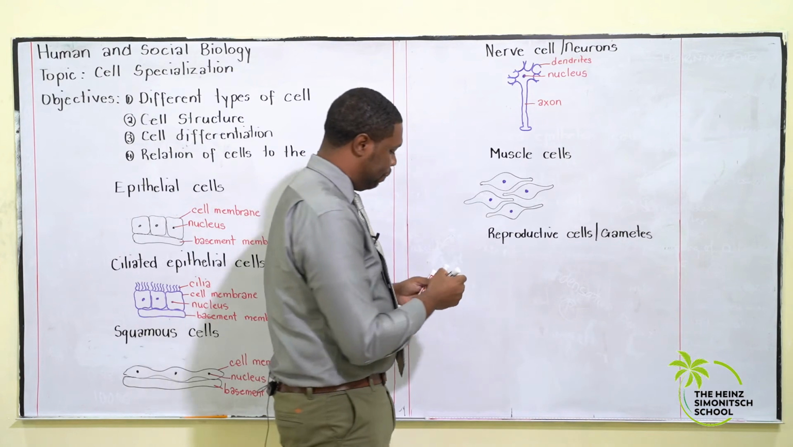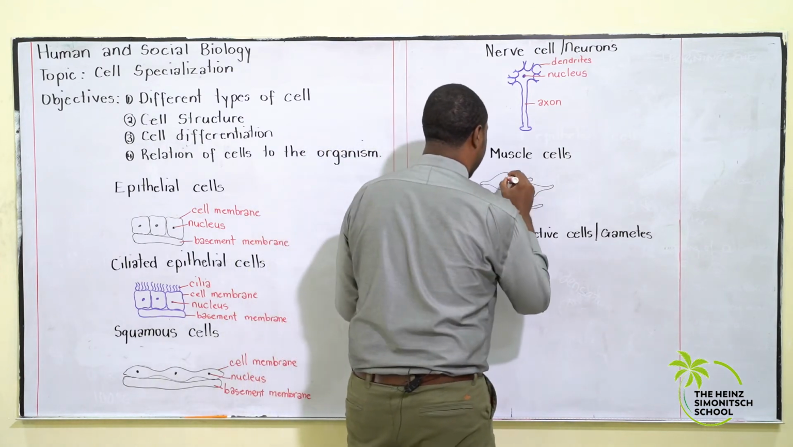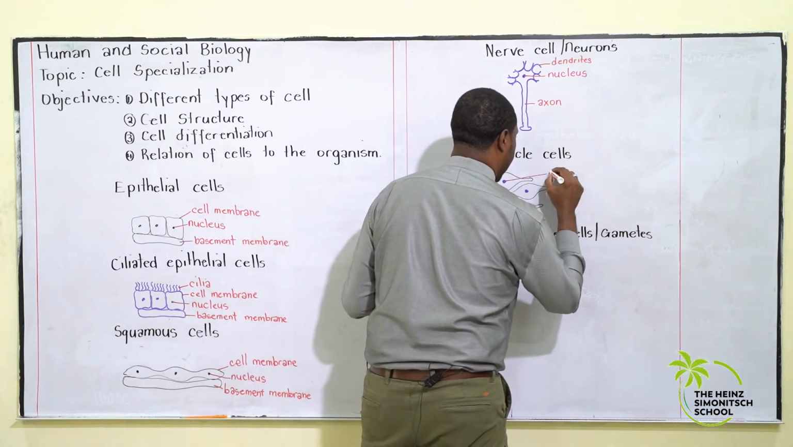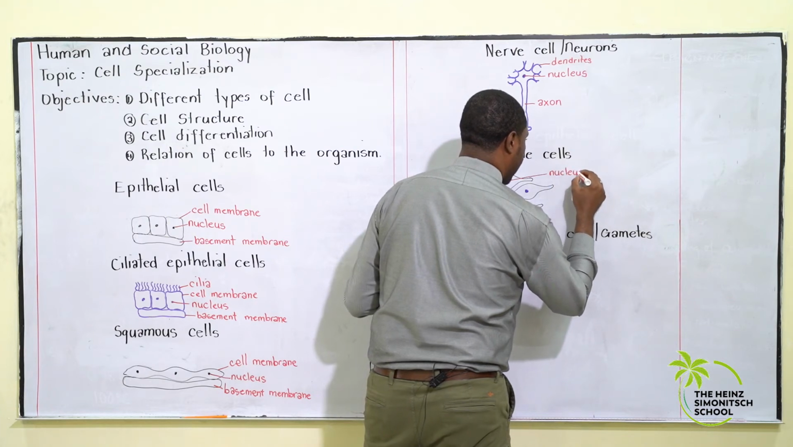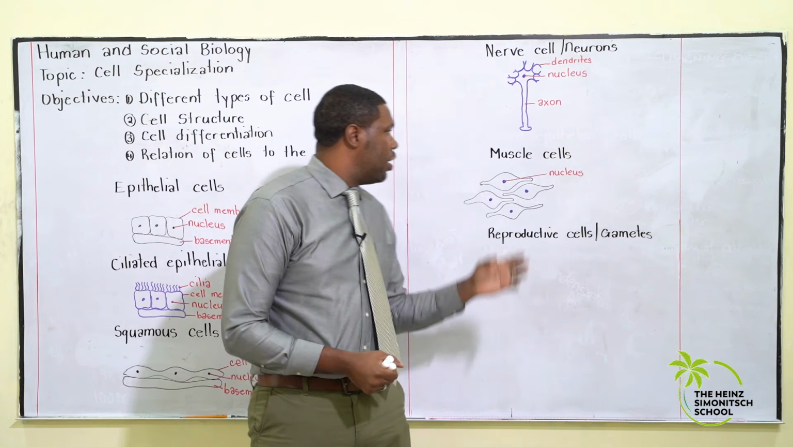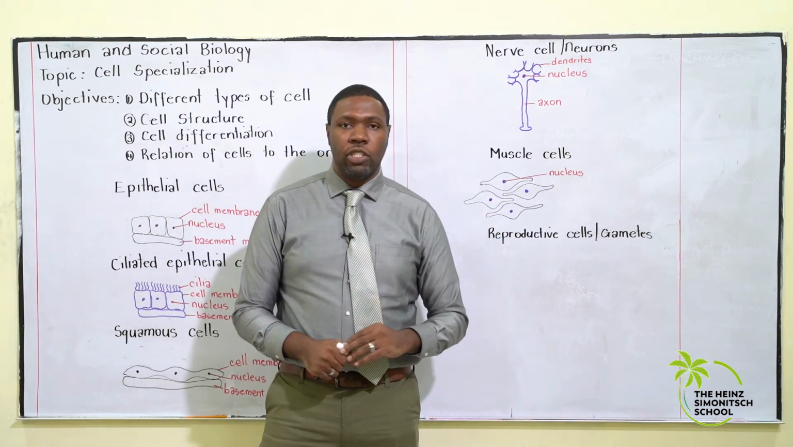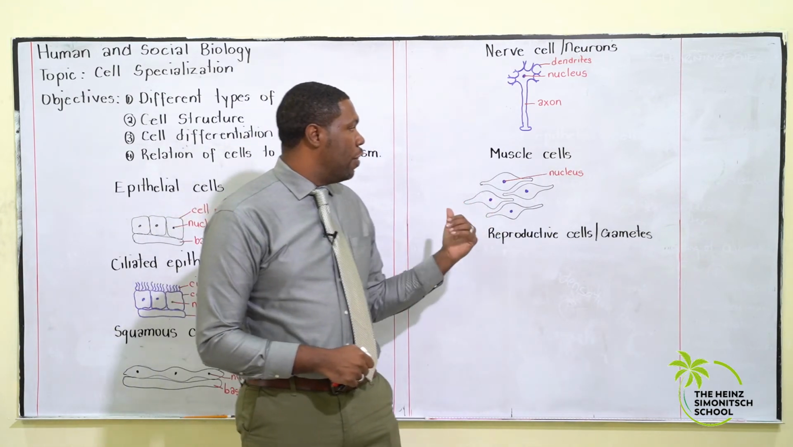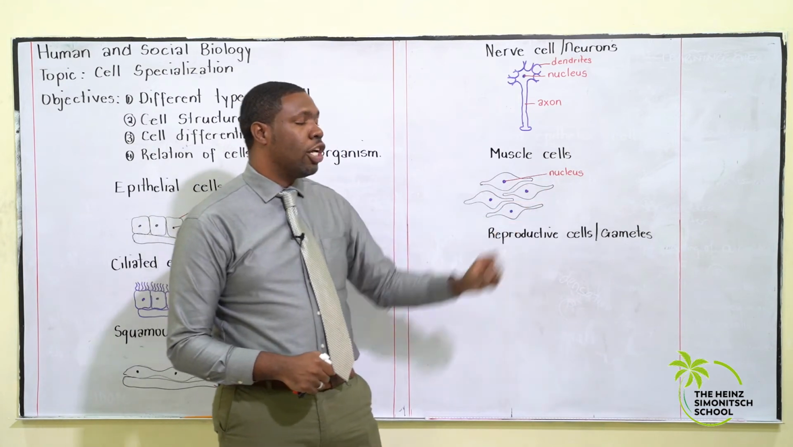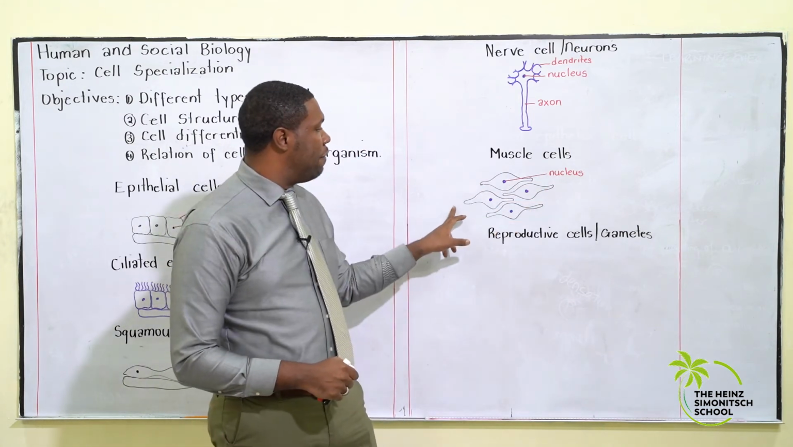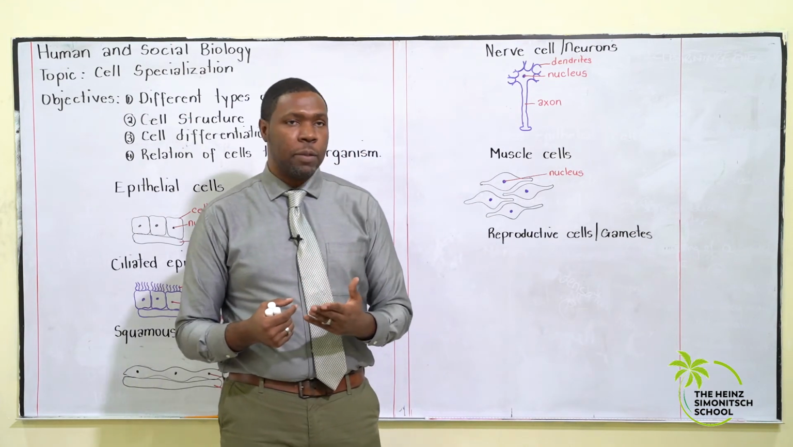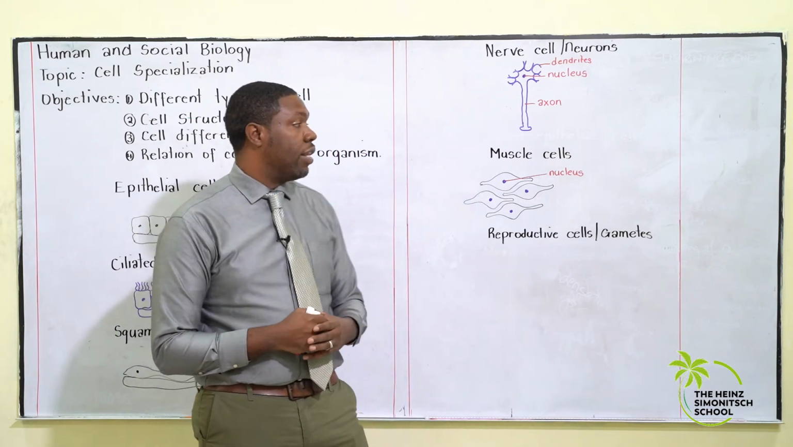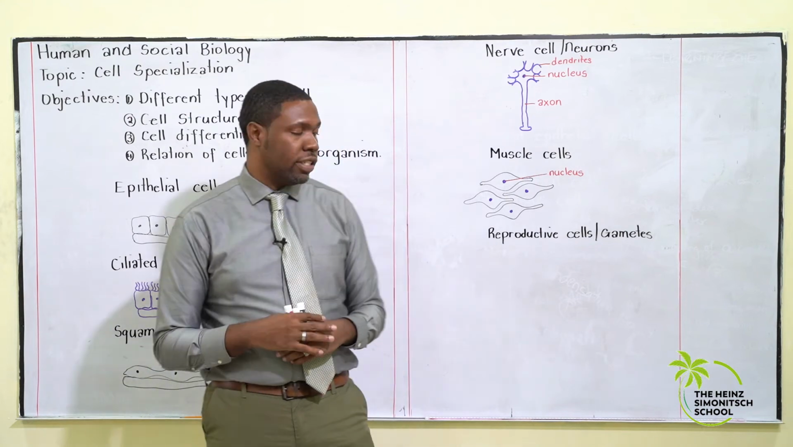Now let's label. There you have it, guys, a simple drawing of the muscle cell. The muscle cell has a single nucleus and protein filaments which are able to contract to make movement. All right? So there you have it, a simple drawing of the muscle cell.